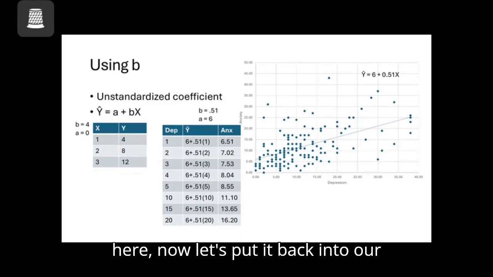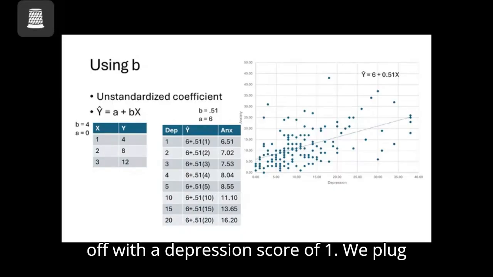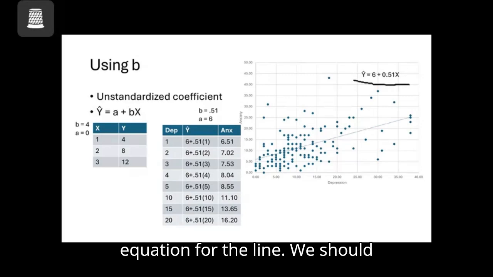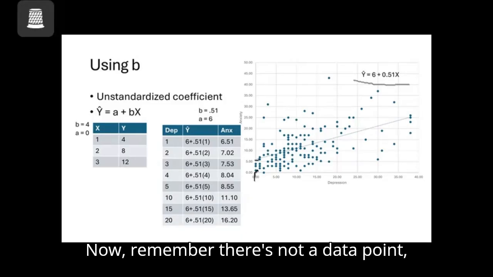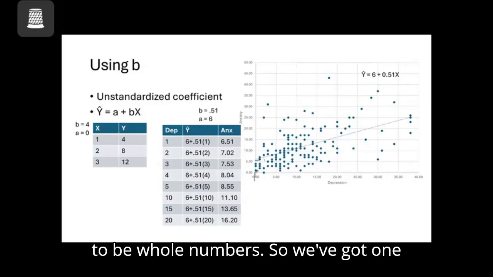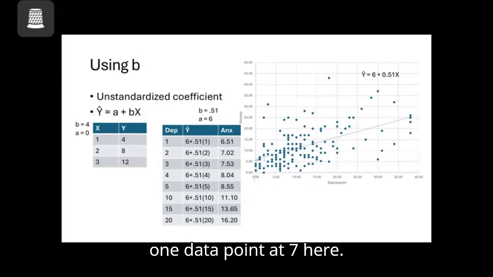So now let's put it back into our depression and anxiety data. We start off with a depression score of 1. We plug that into our equation. So this is our equation for the line. We should get an anxiety score of 6.51. So we get 1 and the line is at 6.51. Now, remember, there's not a data point just at the line because all of these are integers. They're going to be whole numbers. But we got one data point at 6. It looks like we've got one data point at 7 here.